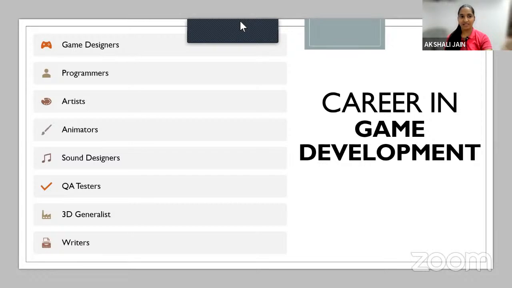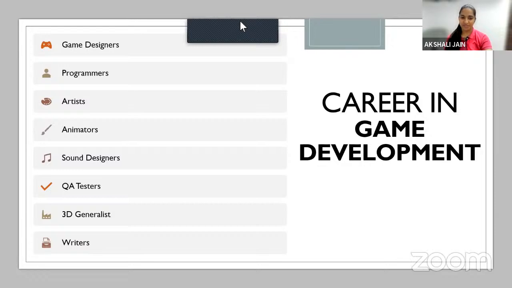First are game designer, programmer, artist, animator, and sound designer. Let me give you a brief introduction to each of them. For example, if you want to make a game, the first thing is you should have a good interest. Interest is very important when you want to make a game, and interest gives you a lot of dedication and a lot of passion to make the game.